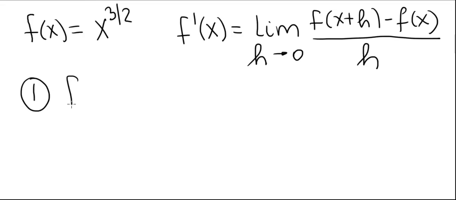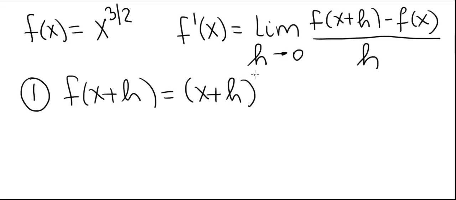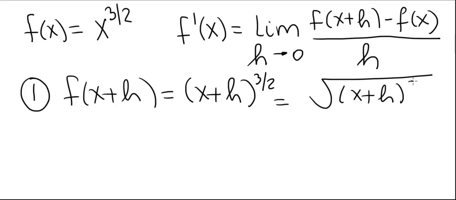The first step is to compute f of x plus h. It's equal to x plus h to the 3/2 power. We can also write it as the square root of x plus h cubed. We're not going to expand this in this step. We'll do that in step number 2.